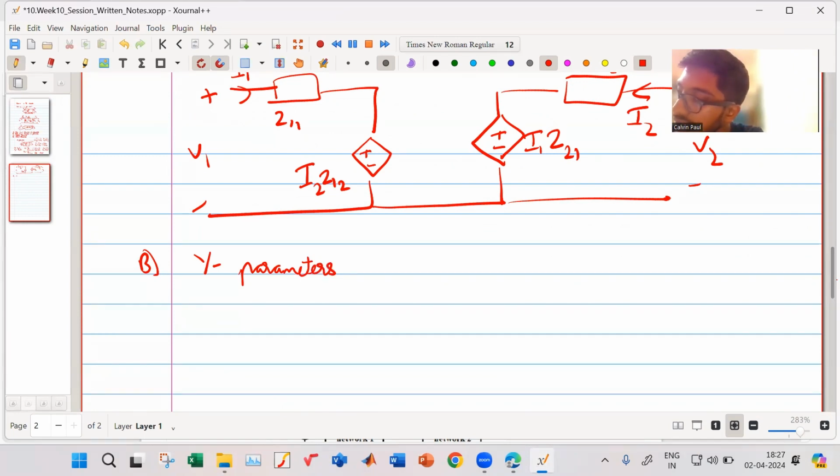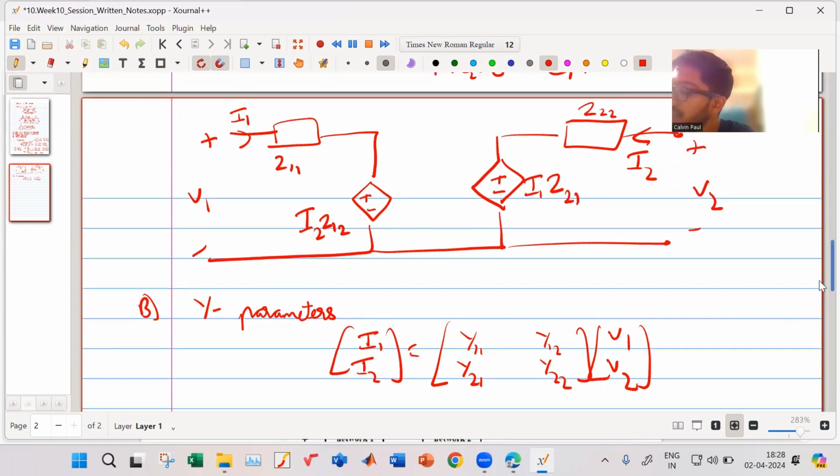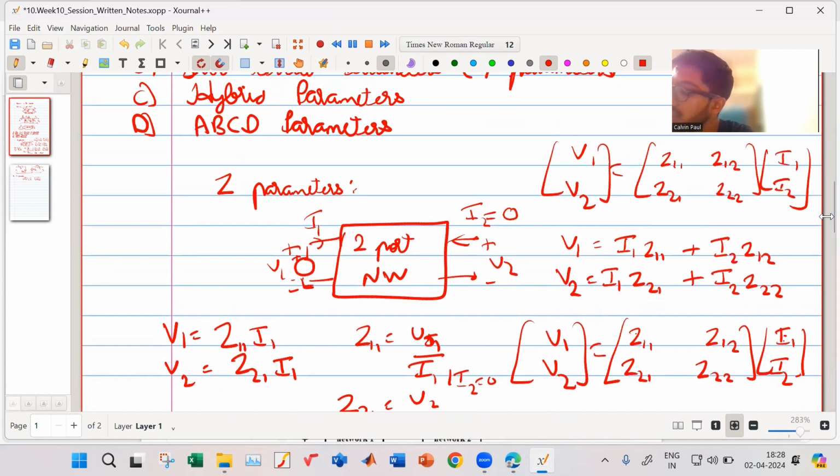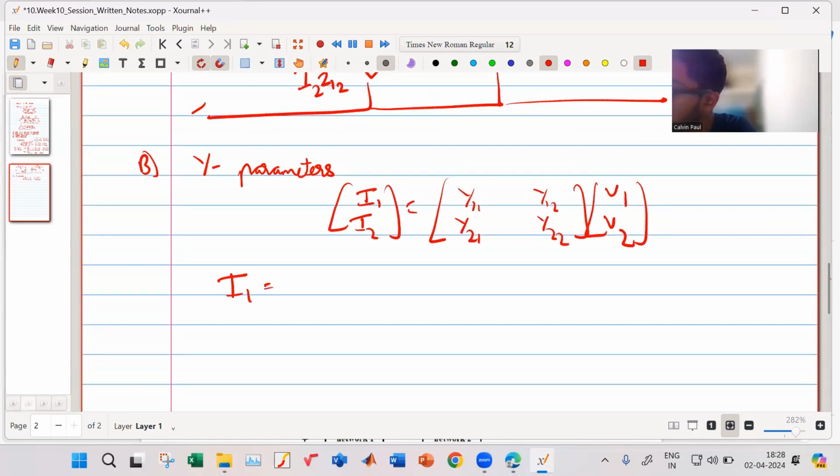So for your Y parameters, the equations are: I1 is Y11 V1 plus Y12 V2, and I2 is Y21 V1 plus Y22 V2. This is how the equations are written. One more thing you must remember is the dimension of Z11, Z12, all these. Okay, one minute, let me write it down. So you have this equation I1 is Y11 V1 plus Y12 V2.